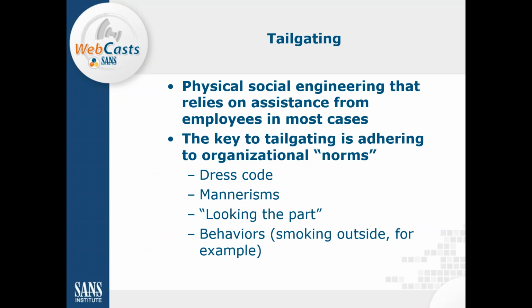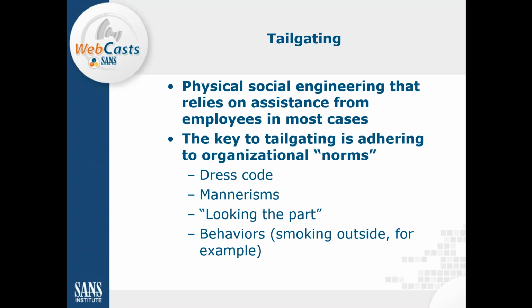Tailgating is an easy one. You're just trying to get into a facility. This is more physical social engineering, but it's incredibly nuanced in the sense that you do need to know how people look and how people act, and that includes things like dress code, mannerisms, and behaviors that people exhibit as part of an organization.